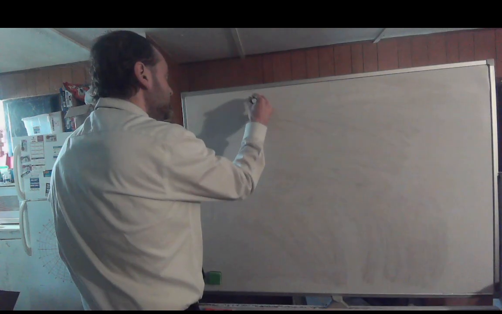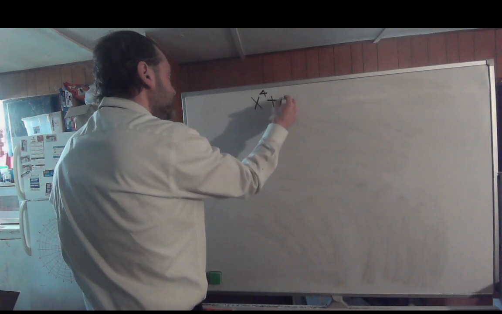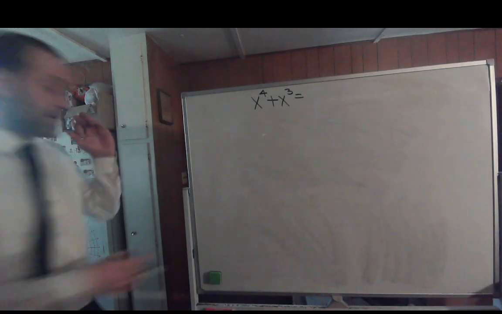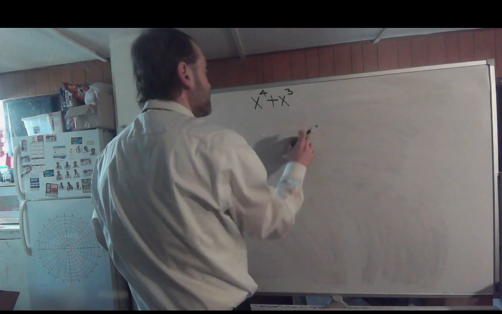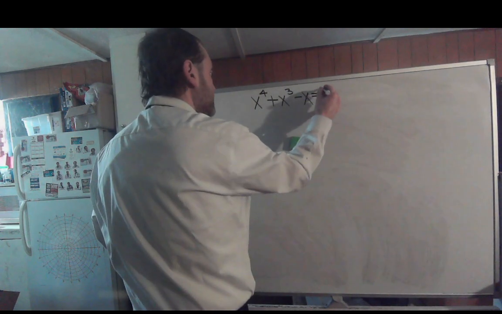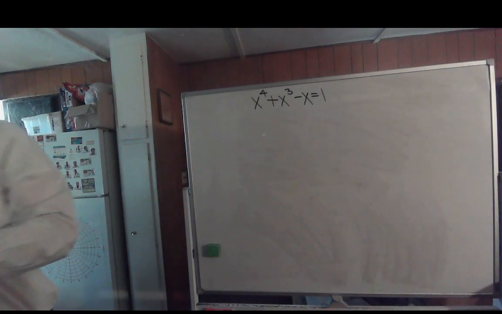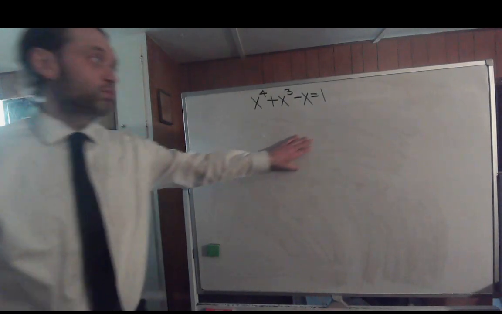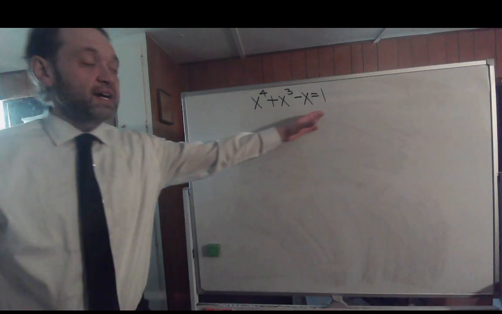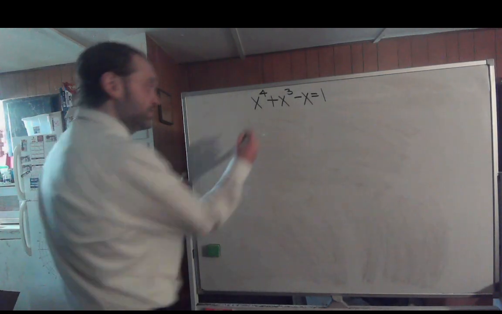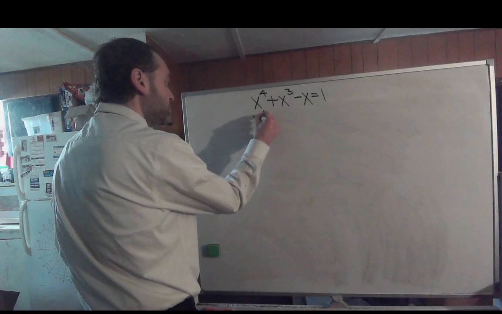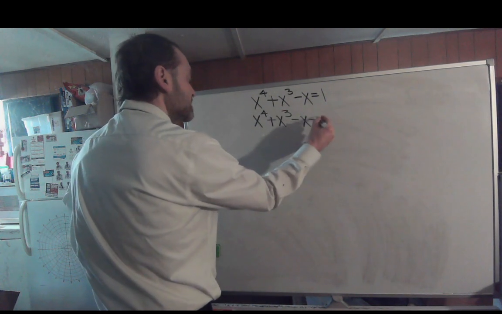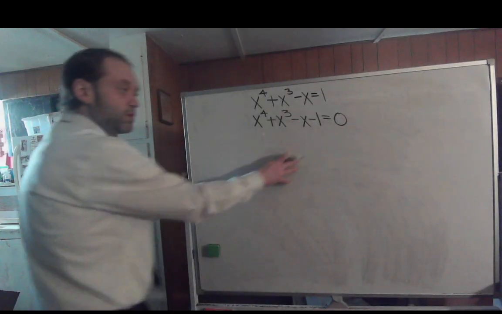All right, x to the 4th plus x to the 3rd minus x equals 1. Well, we want the right side to equal 0, right? So let's subtract 1 from both sides. You should get x to the 4th plus x to the 3rd minus x minus 1 would all equal 0.